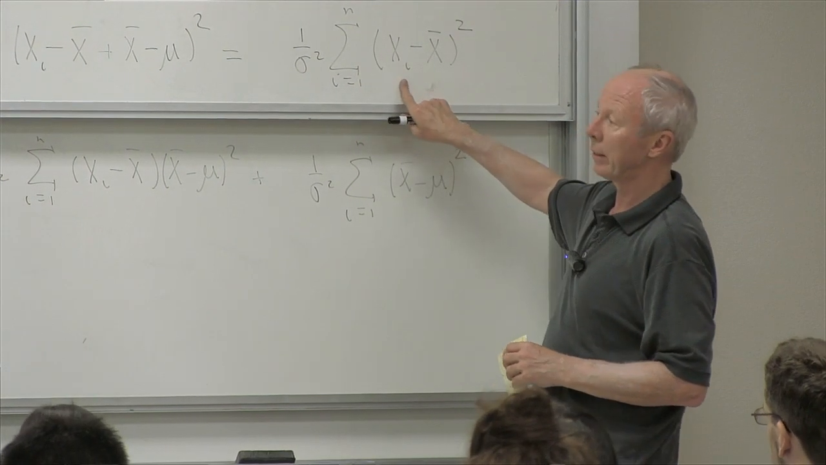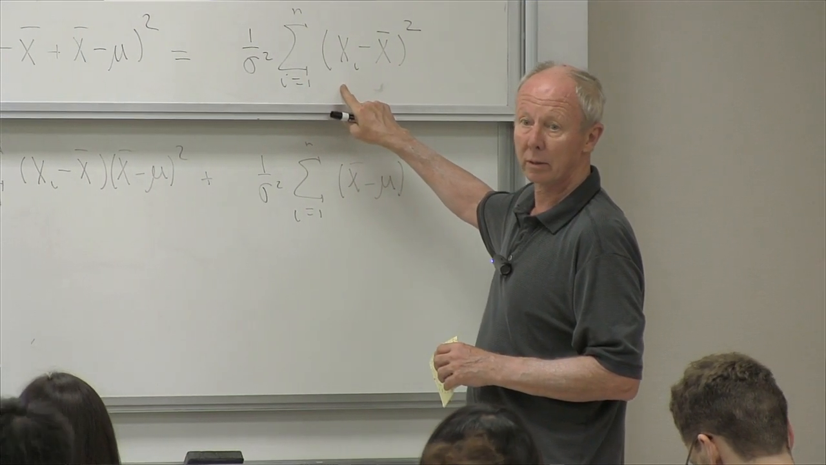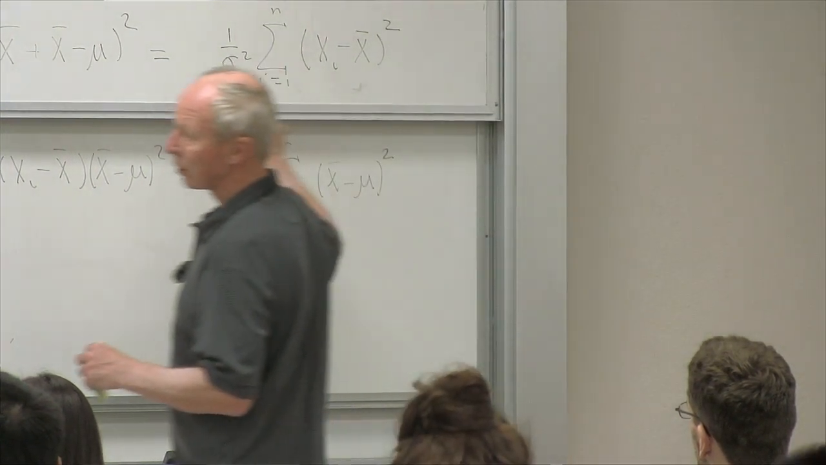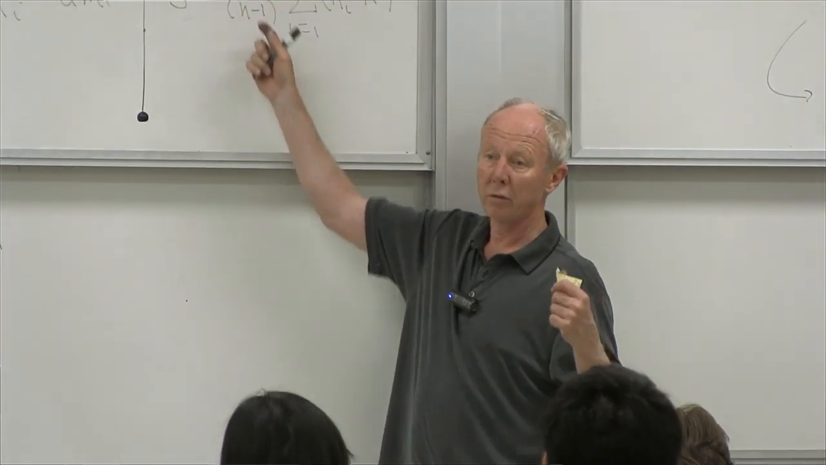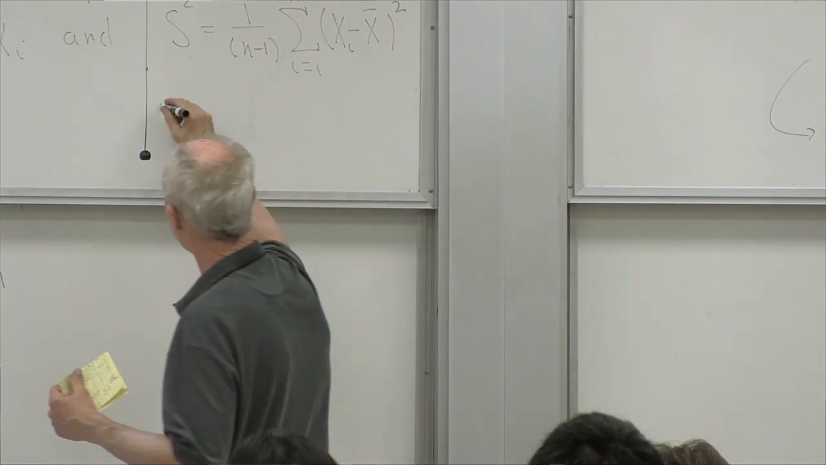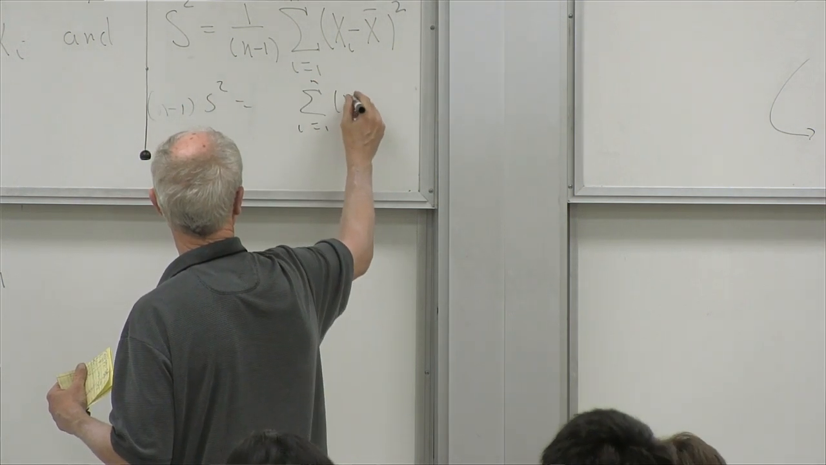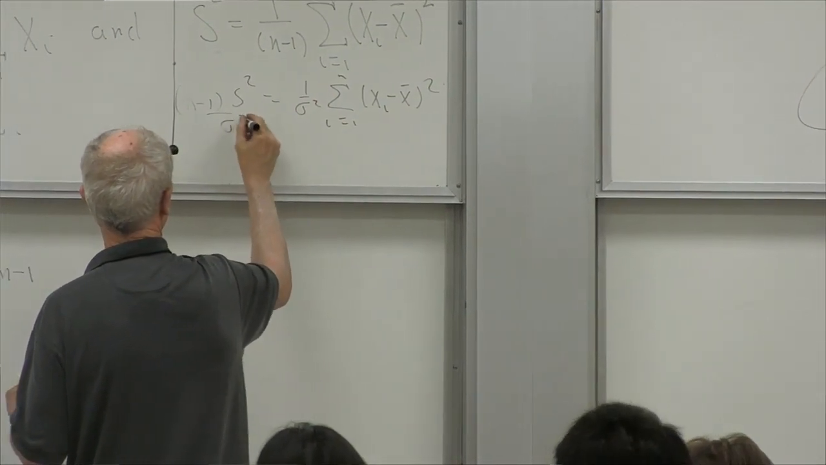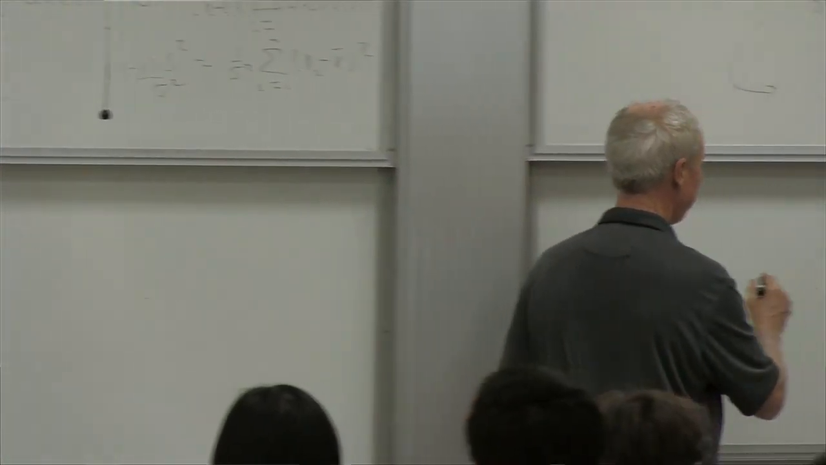The first term is (n minus 1) over sigma squared times s squared. Here's s squared, which doesn't have the 1 over n minus 1. So if I solve this, what do I get? (n minus 1) s squared is the sum from i equal 1 to n of (xi minus x bar) squared. And now if I divide by sigma squared, I get this. That's what we're interested in. So the first term is the thing we're interested in.